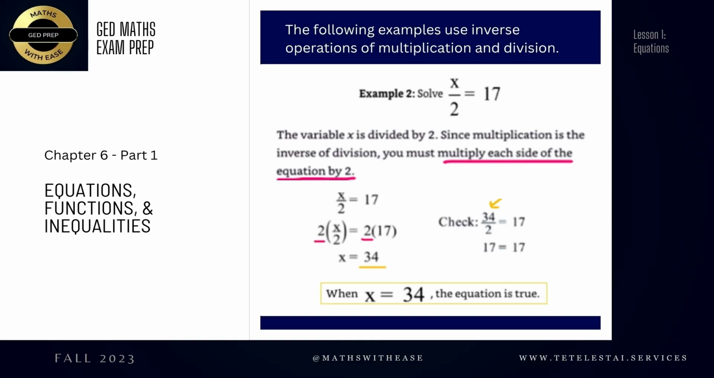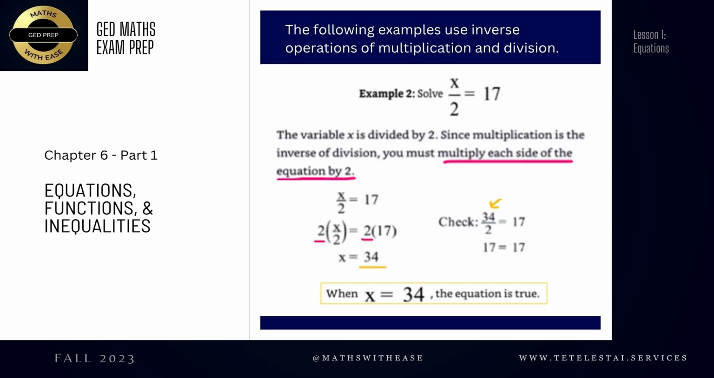The following example uses inverse operations of multiplication and division. In this particular example, variable x is being divided by 2, and since multiplication is the inverse of division, you simply multiply both sides of the equation by 2. So multiplying the left side first, 2 divided by 2 is 1, so that leaves us x on the left-hand side. And since we've multiplied the left side of the equation by 2, we're going to multiply the right side of the equation by 2.